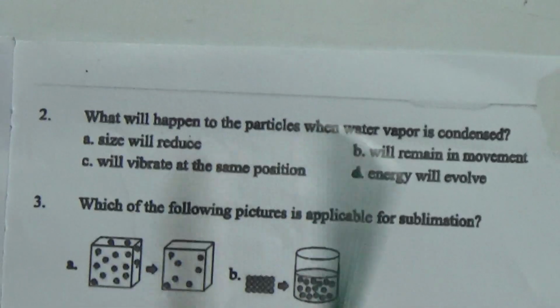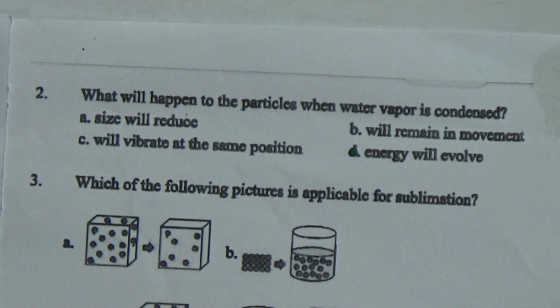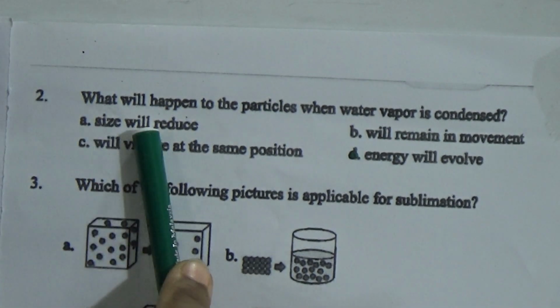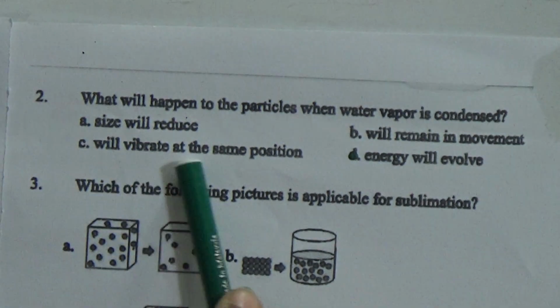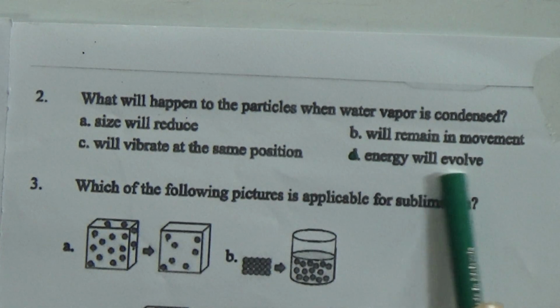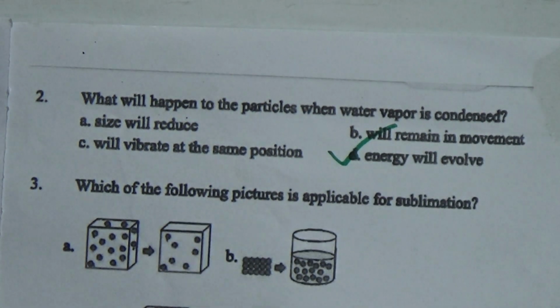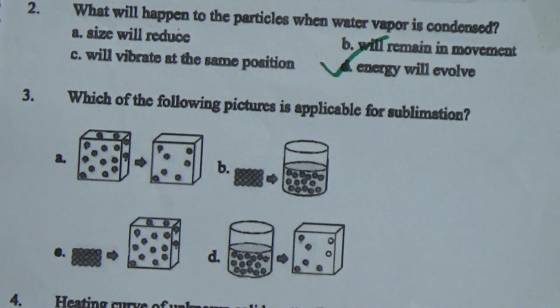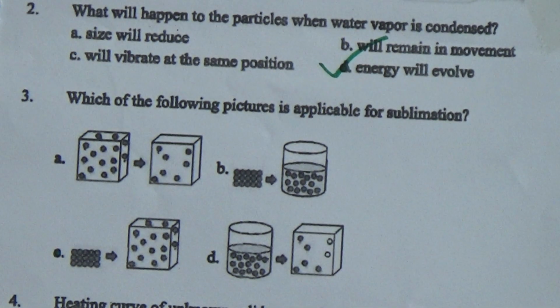What will happen to the particles when water vapor is condensed? Size will reduce, will remain in movement, will vibrate at the same position, or energy will evolve? Energy will evolve, because conversion from liquid to gaseous takes energy. So when it condenses, it evolves energy.